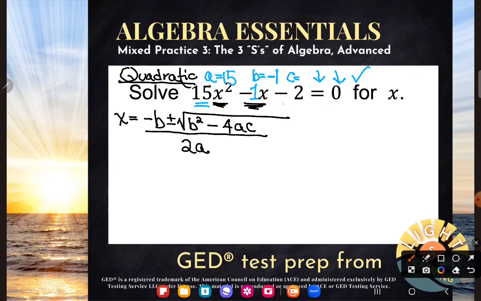And then as far as c is concerned, it's just the constant term, the plain old number. And in this case, the constant term is negative 2. Keep the sign with it. And there's my information to plug in: 15, negative 1, and negative 2. Let's do it.